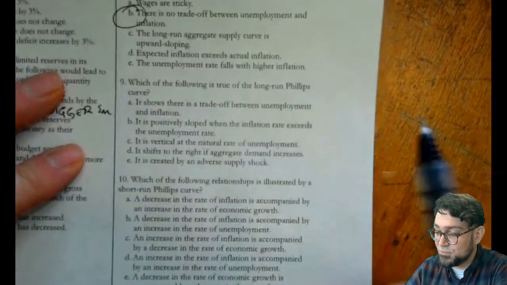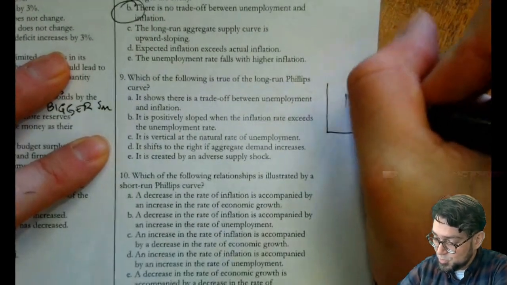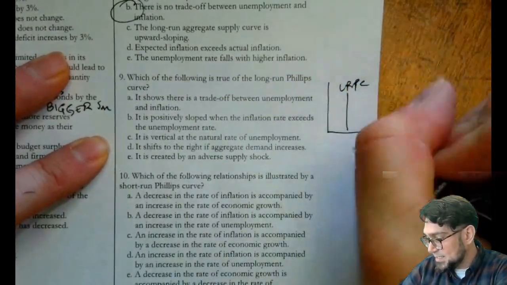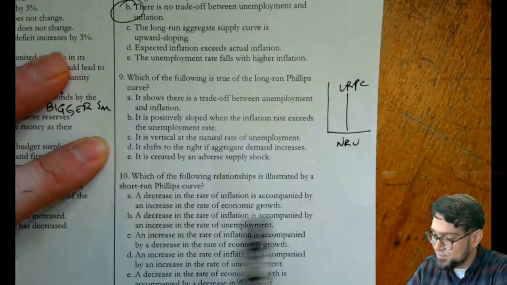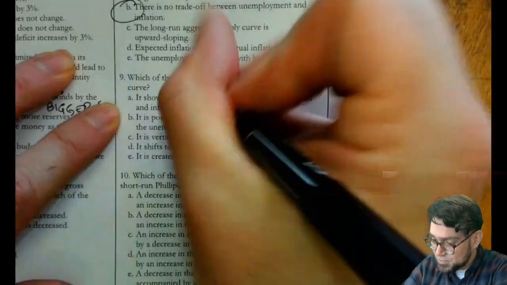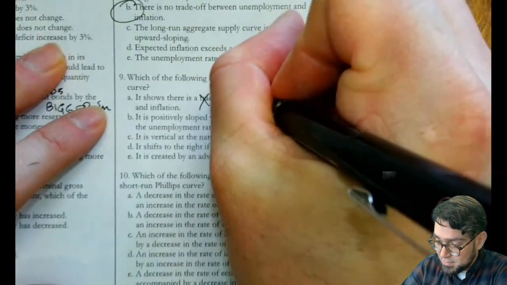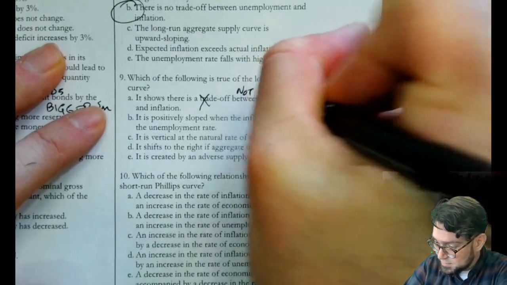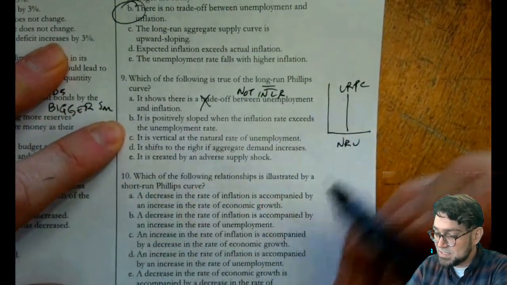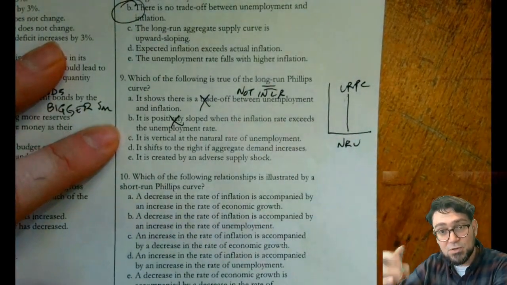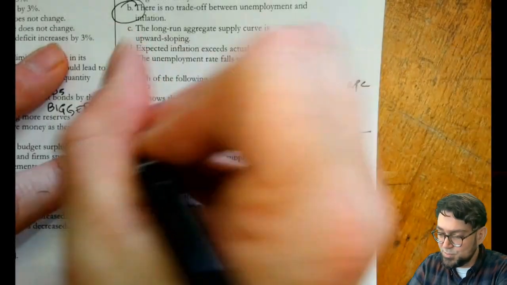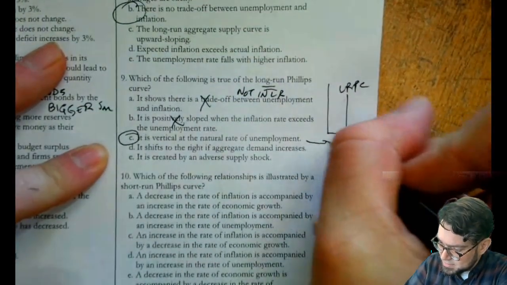Number 9, which of the following is true of the long run Phillips curve? Remember, it's just this LRPC, and it's set at the natural rate of unemployment. So it shows there's a trade-off? No, there's not. There is none in the long run. Positively sloped? No, because it's not. It's always vertical. Vertical at the natural rate of unemployment. C is our correct answer. That tells us right there.